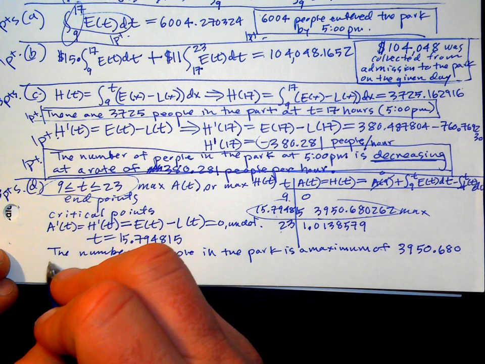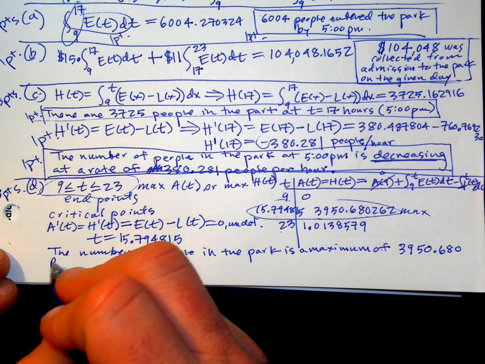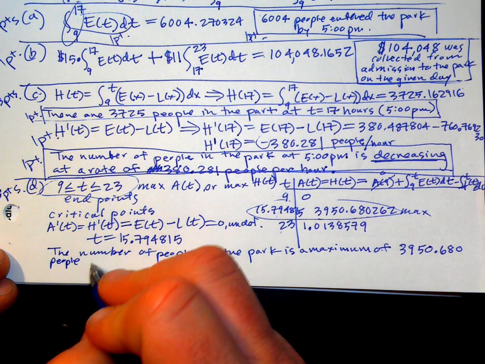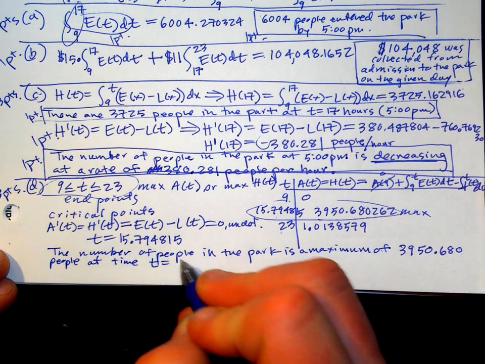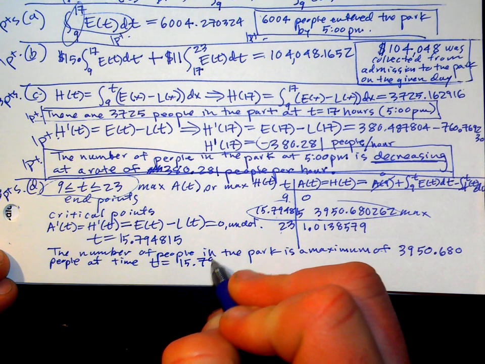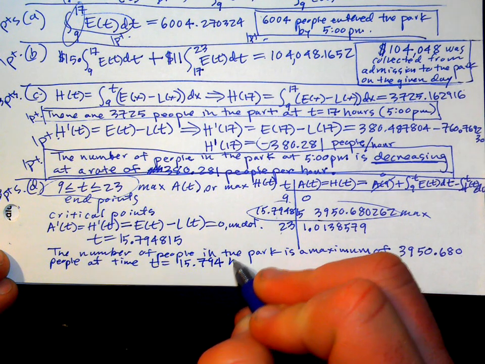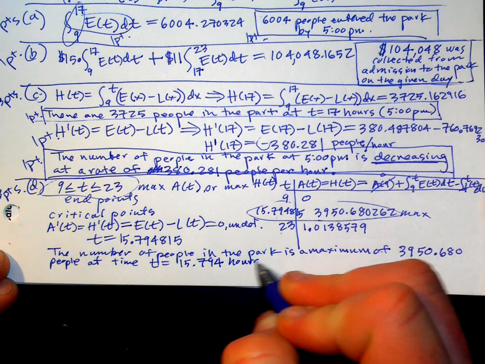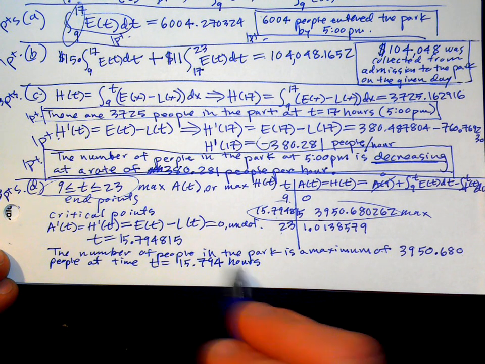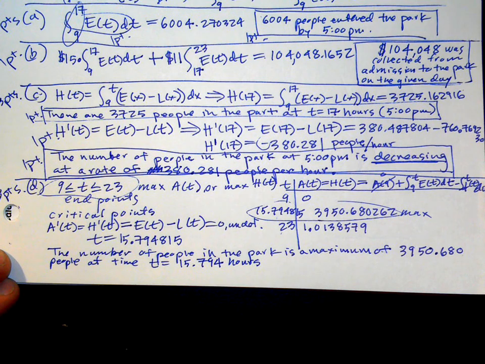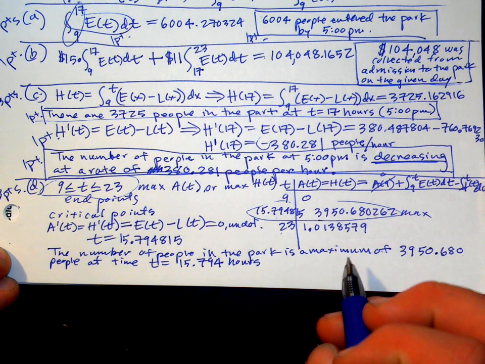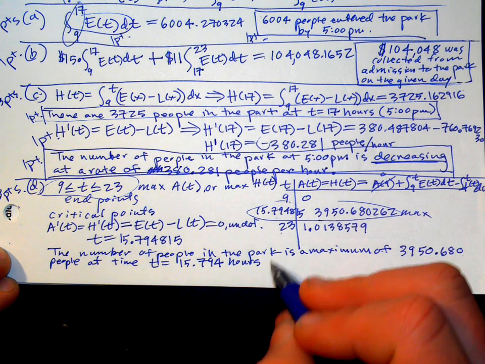Number of people, maximum of... I already said people, so maybe I don't need to say people, at time t equals 15.794 hours, or 5 if you round up, units. Mention time. You don't necessarily need to change that back to 24-hour time. I wouldn't change it to hours and minutes. Okay, now that's the answer.